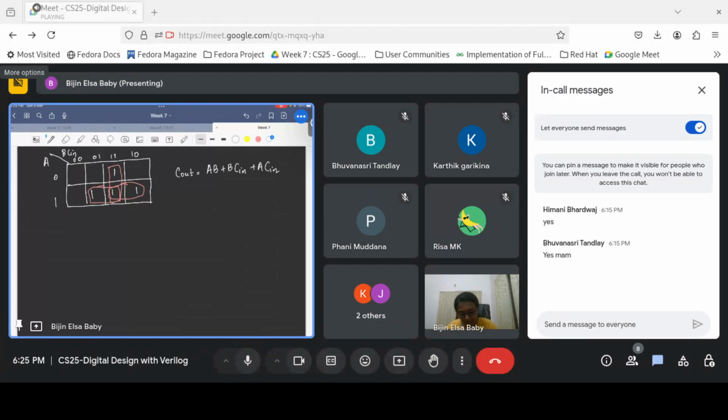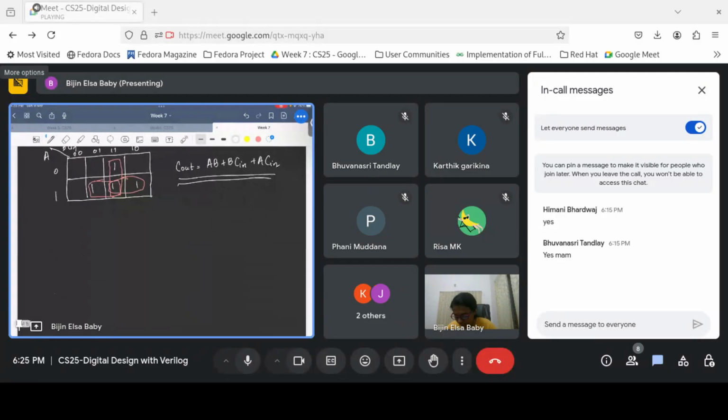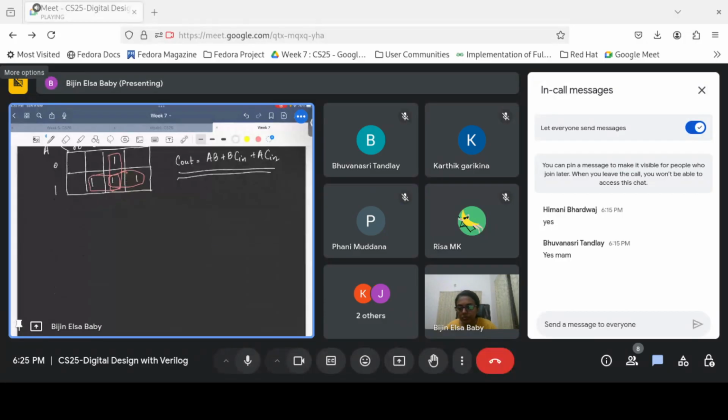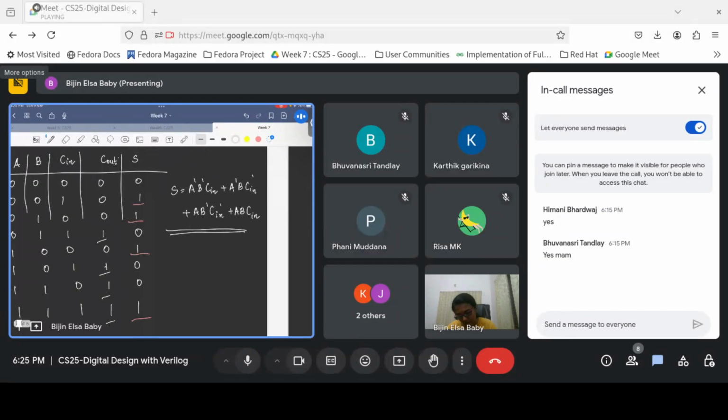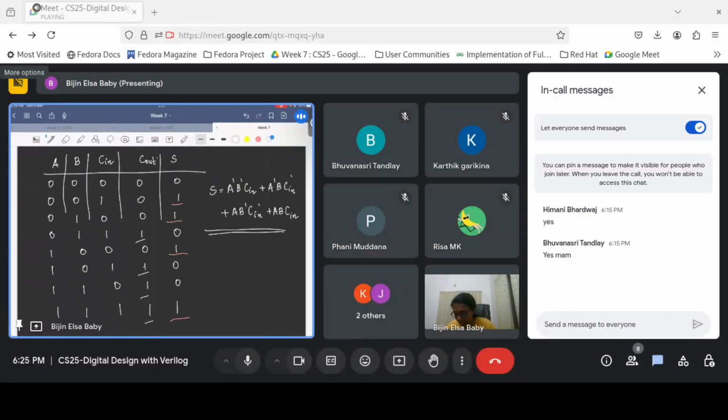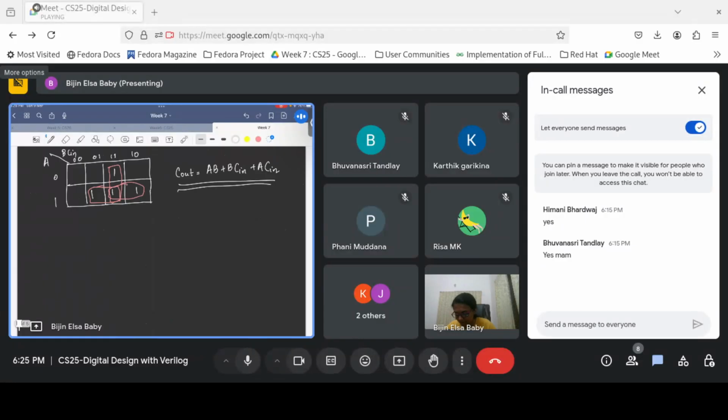So this is the expression of sum and this is the expression of carry. When you draw the logic diagram for this grouping, you will have a 2-1-1 logic design. Here you will have an AND gate and an OR gate. For this also you will have an AND gate and an OR gate. It's a 2-1-1 circuit.